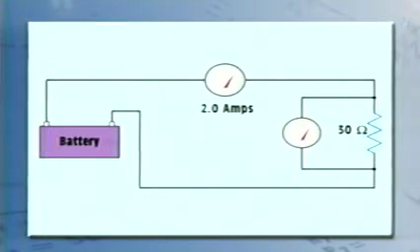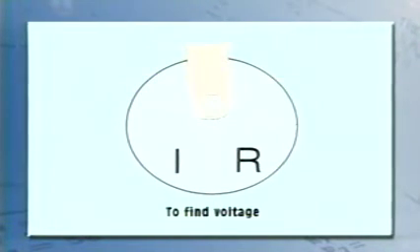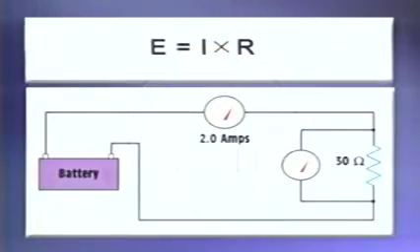Assume that a circuit has a current flow of 2 amperes when connected to a 30-ohm resistor. How much voltage is applied to the circuit? Again, the formula chart indicates the correct Ohm's Law formula to determine this voltage. Since the letter E represents voltage, cover the letter E in the chart. The chart indicates the formula E equals I times R.